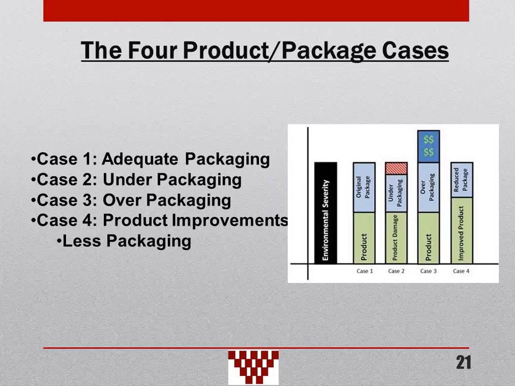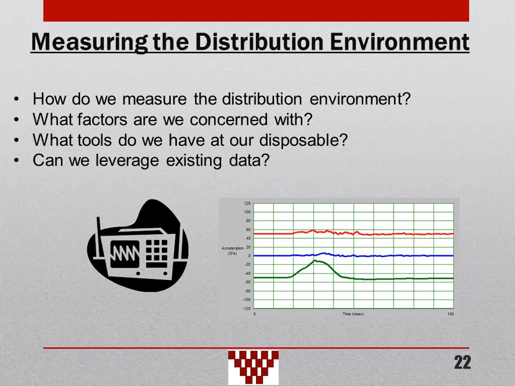So with product improvements, not only do you have a better product for your consumer, but you also save money with materials costs, and you save money with supply chain costs because you reduce your overall cube and you increase your cube efficiency. And with that, you ask yourself, okay, I've been talking a lot about the distribution environment.